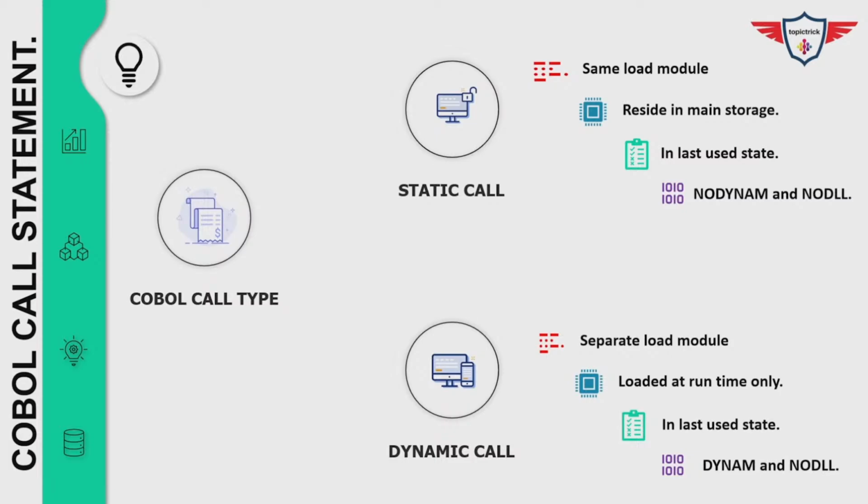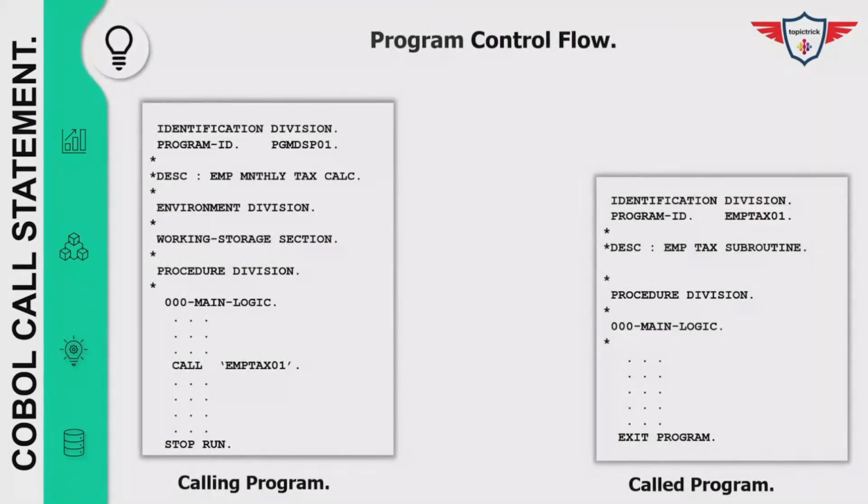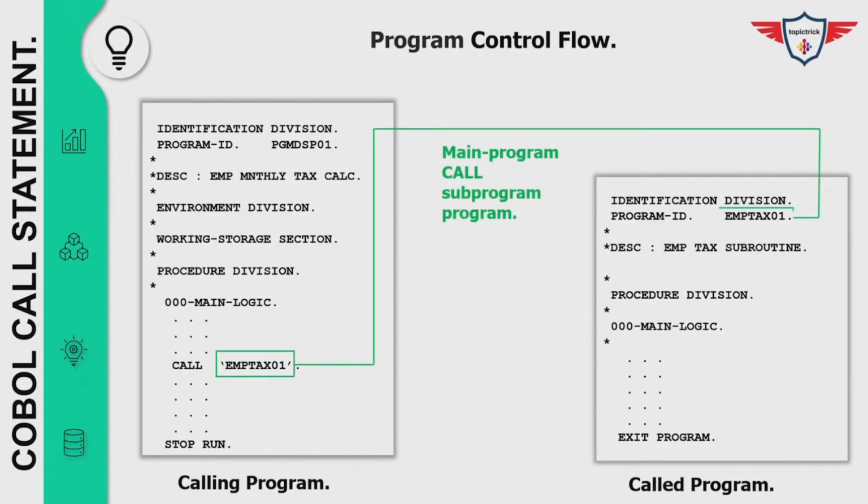Now let's focus on an example so that you can understand how exactly control is flowing from the main program to the subprogram and how exactly control returns back to the main program. So if you look at your screen, you have two programs. The first program is a calling program, or the main program, and the second one is a called program or a subprogram. In the main program you have a call statement that is calling your subprogram, that is EMPTAX01.